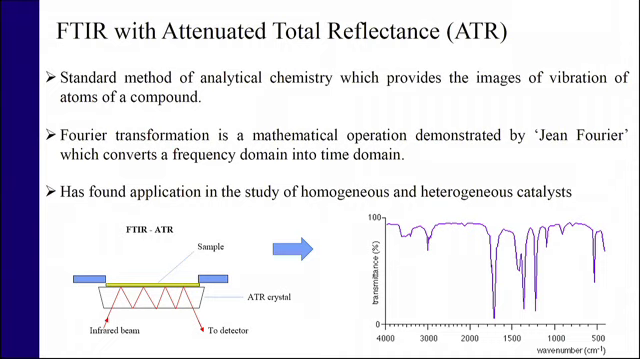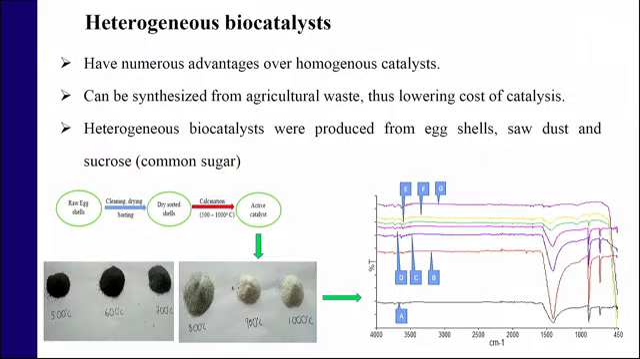You can actually get so much data from fluids and solids of this particle, and you generate spectra similar to this. So each of these peaks here represents a chemical bond between 2 atoms in your material. Right, so the heterogeneous biocatalysts we synthesized were from agricultural wastes, such as sawdust, eggshells, and common table sugar, sucrose.